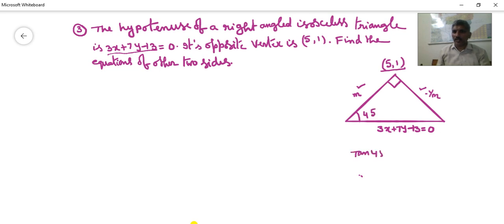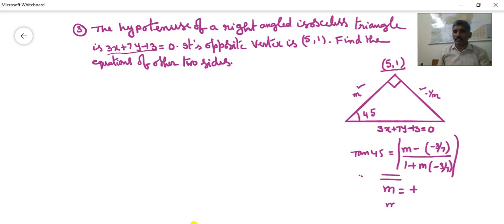So that's why I can write tan 45 degrees is equal to (m1 minus slope) is equal to minus 3 by 7 divided by 1 plus m into minus 3 by 7. So in modulus you will get the m value with plus, one answer, and with minus, another answer, because when we are removing the modulus you will get plus or minus, with plus one possible answer, with minus another possible answer, right? So we know the slope and we know the point, then we can find out the equation of a line.